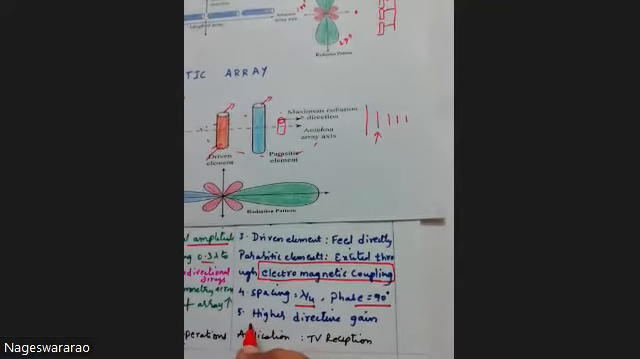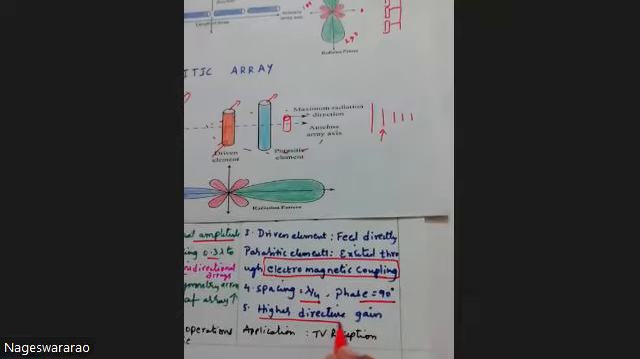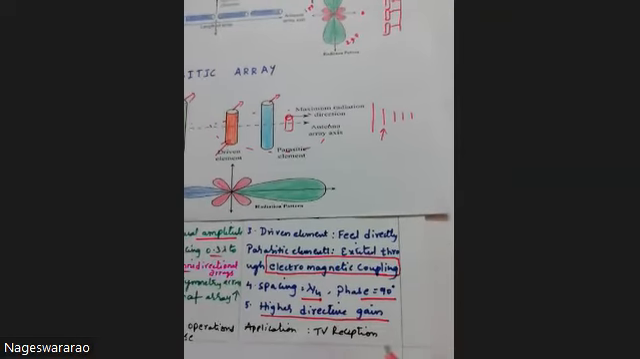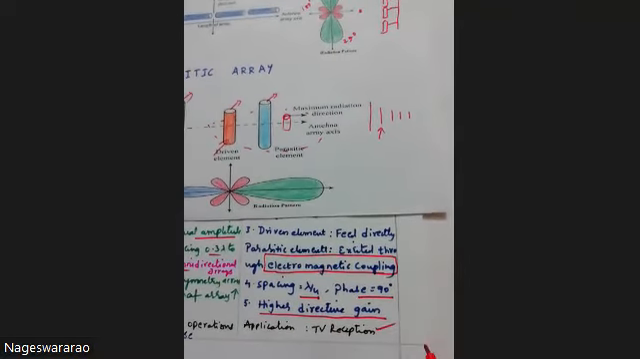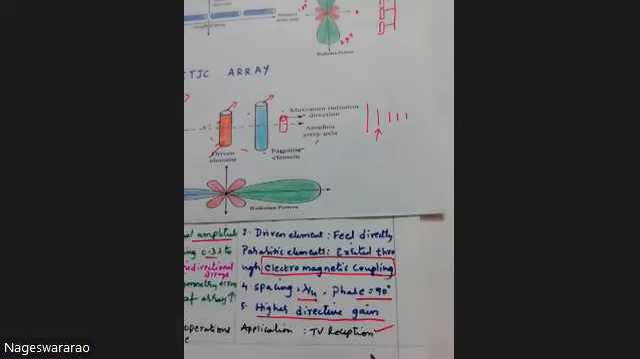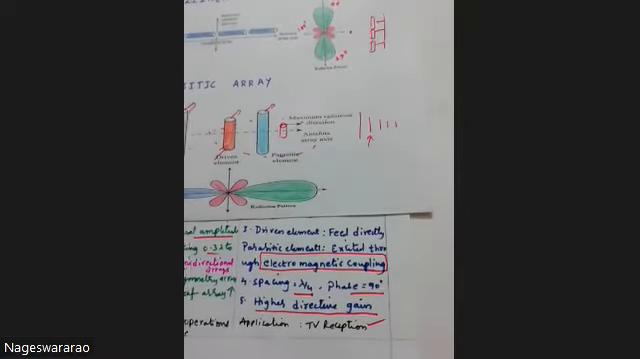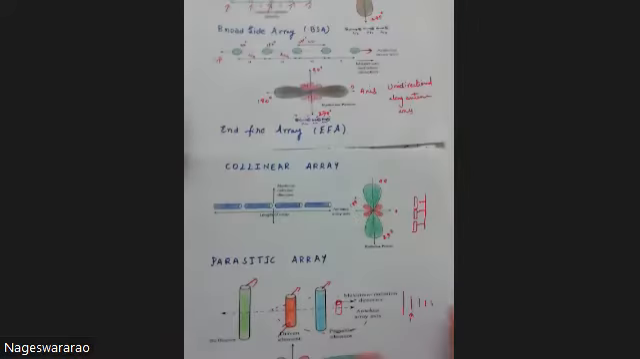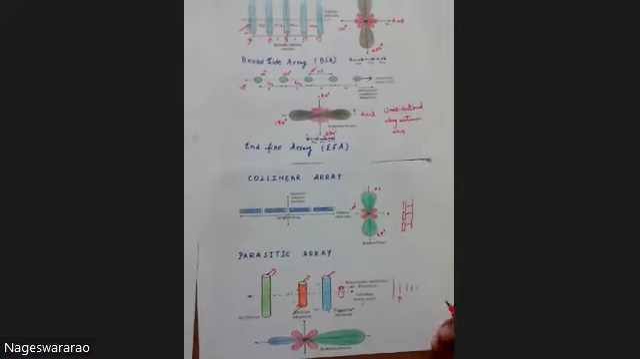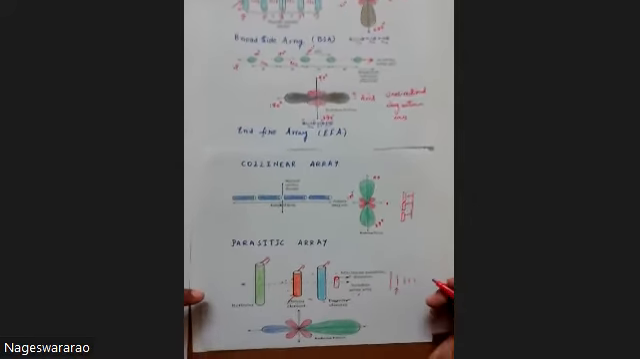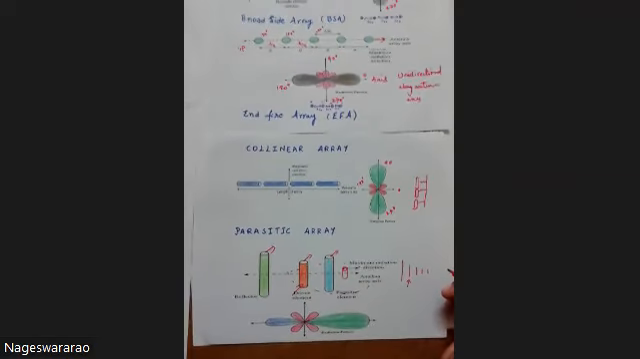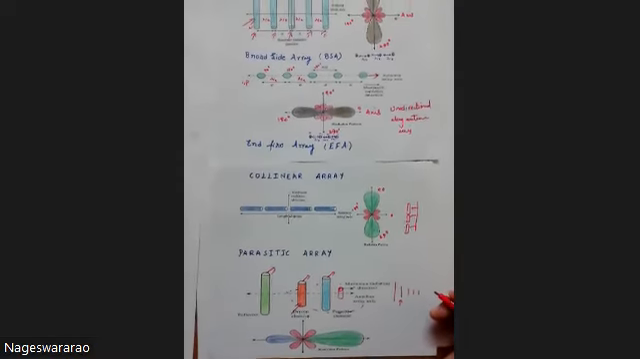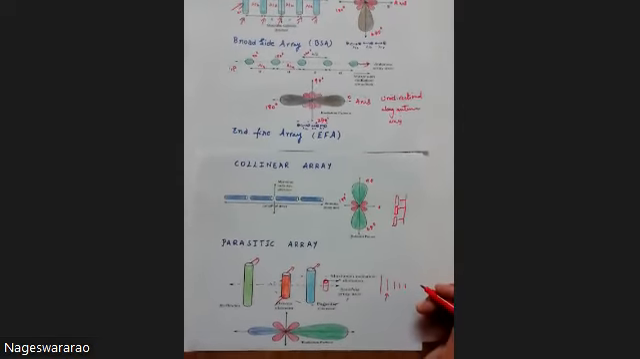Here, the main feature of parasitic arrays is the highest directive gain. And the most used application is television signal receiving. So this is the overview of the 4 different types of arrays we have. See, among all these 4 arrays, in the practical world, the most used one is the parasitic array. Based on applications, we will use broadside or end-fire. Collinear arrays are used in a very limited manner.